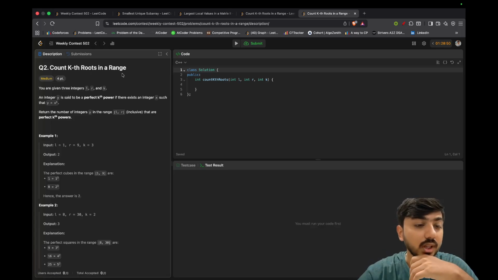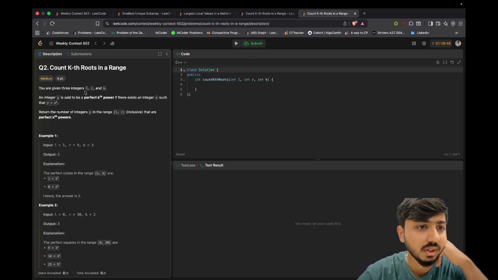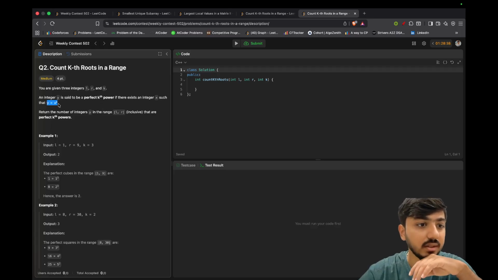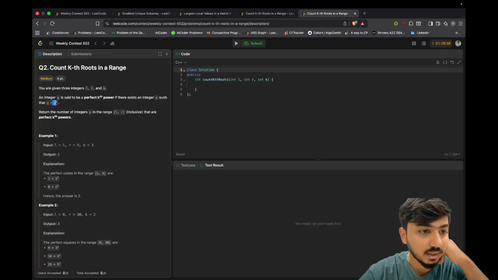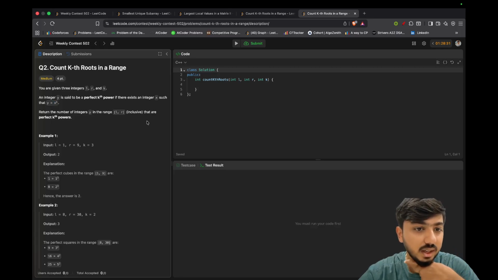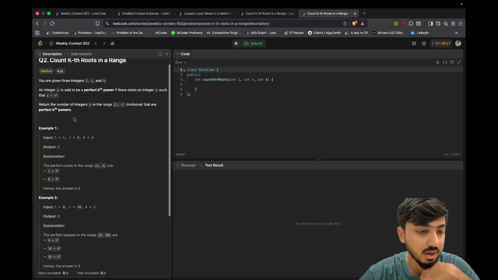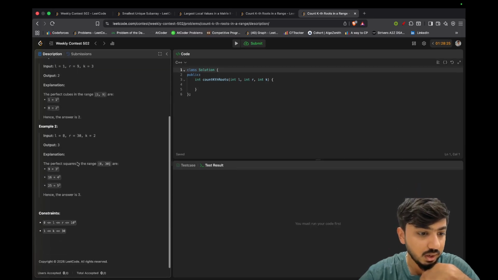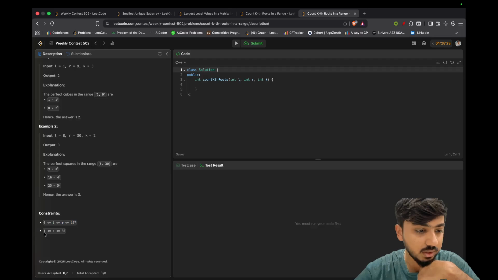Count kth root in a range. You are given three integers L, R, and K, and an integer y is said to be a perfect kth root if there exists x such that y is equal to this. Return the number of integers y in the range that are a perfect kth root. Okay, and this is this, and this is this.